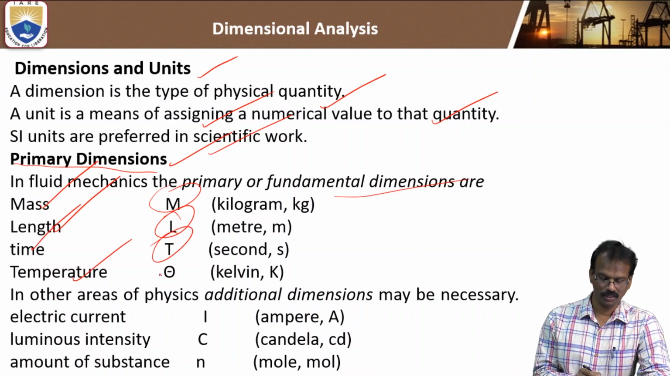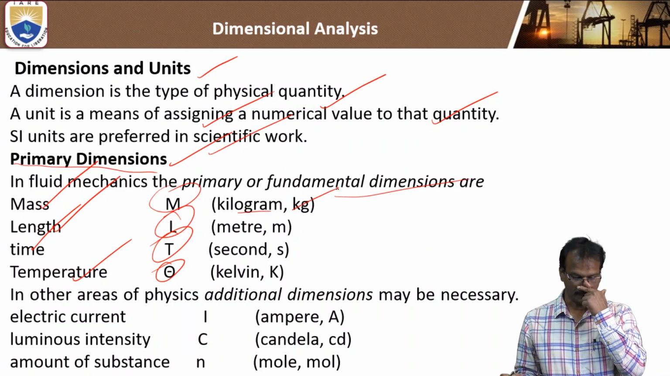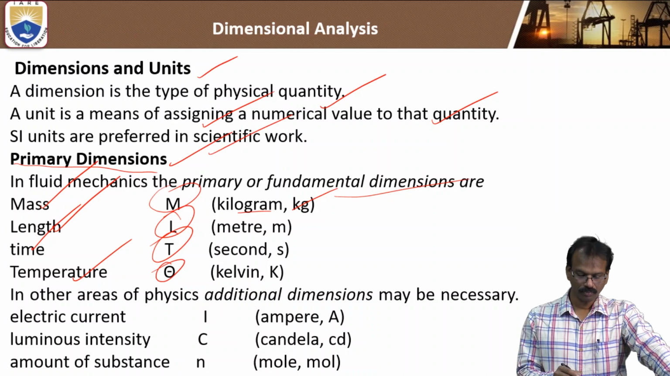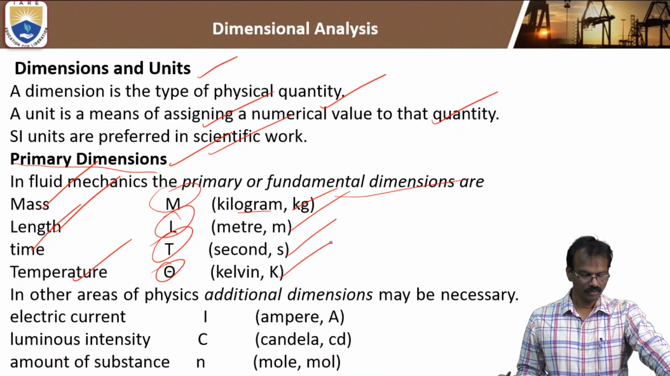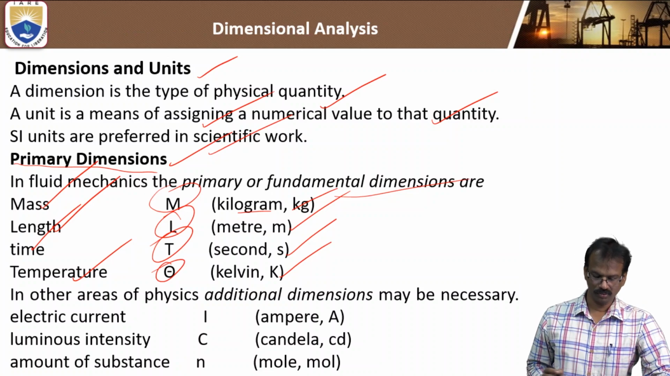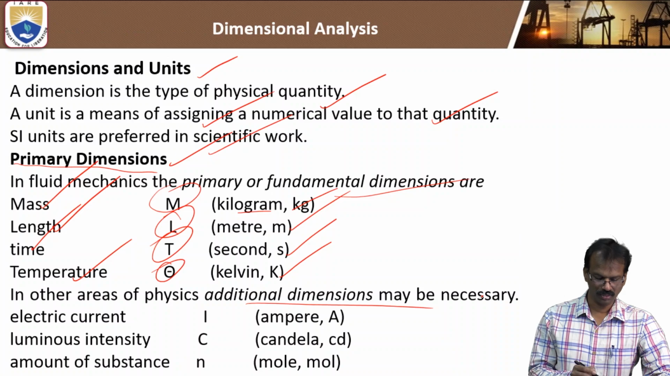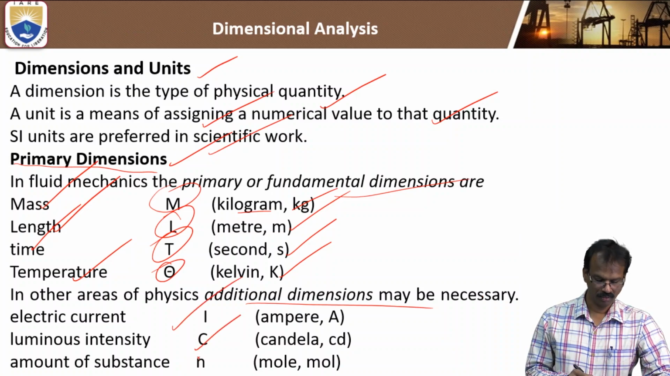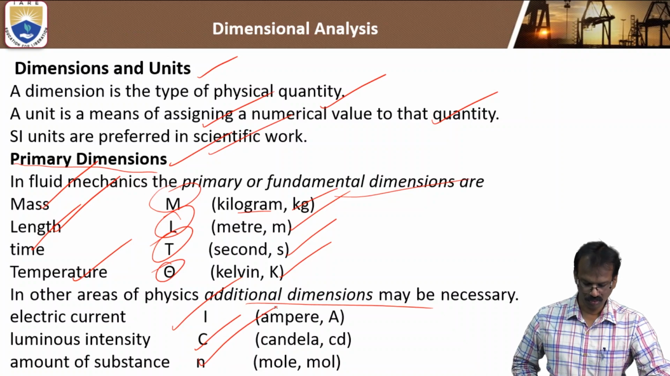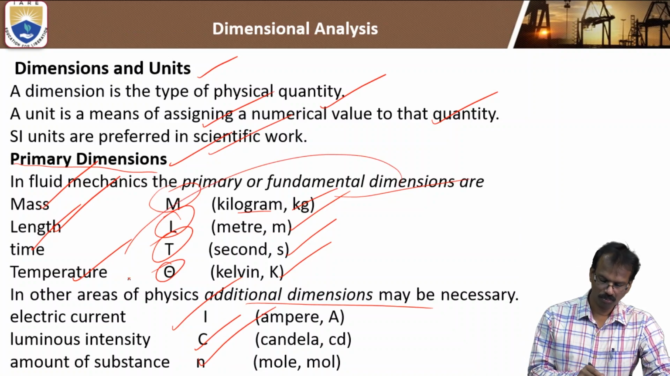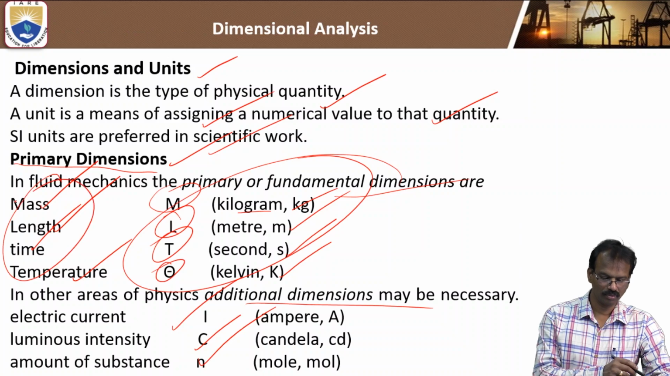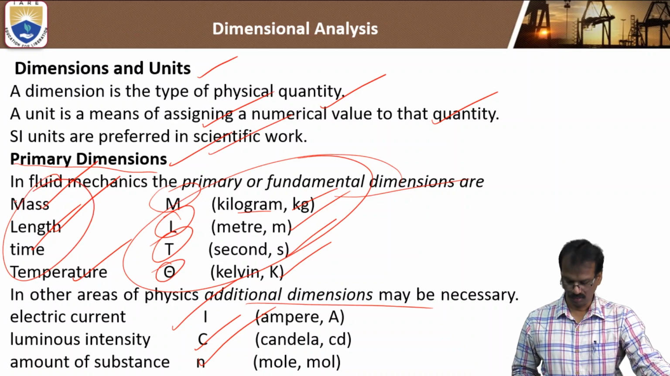Temperature is represented by theta. Mass is kg according to SI units. Length, meter. Time is the second. Temperature is the Kelvin. In other areas, these are the additional dimensions: current, luminous intensity, and the amount of substance. We will probably use these basic fundamental dimensions in our problems.